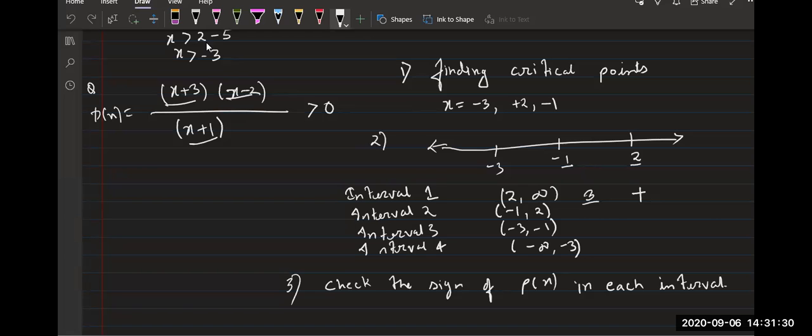Okay, what do you think? What would be the sign? Negative? Everyone is getting negative? Is there anyone who's getting positive? No, right? If you take any value and put it in and check the sign, you would get negative. Yes, very good. So from 2 to infinity, it is positive. From -1 to 2, it is negative, right? What is negative? The sign of p of x.